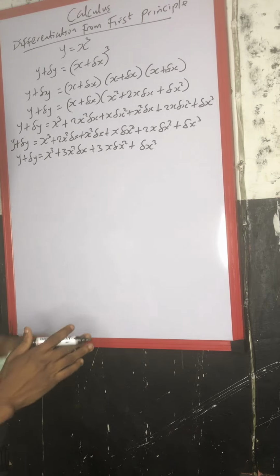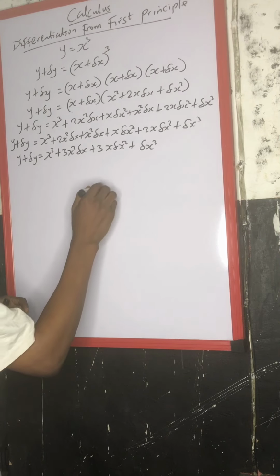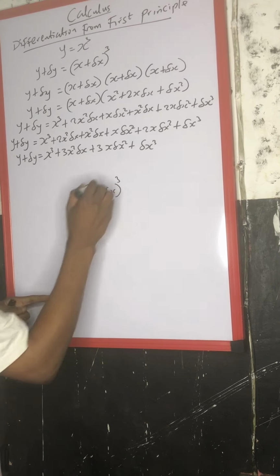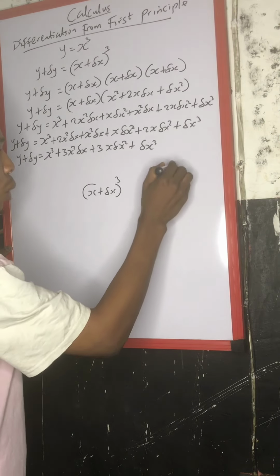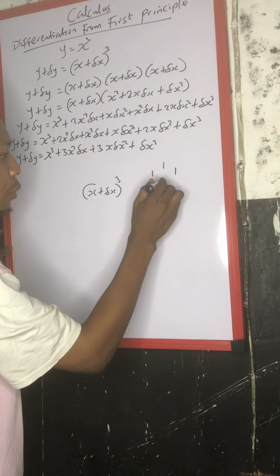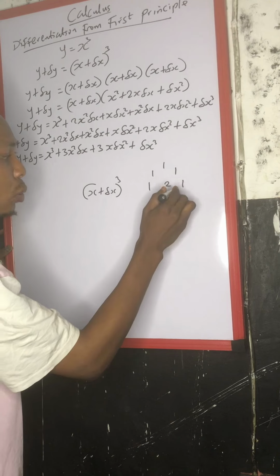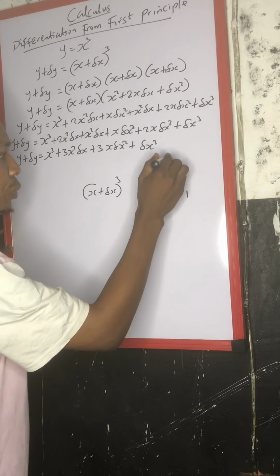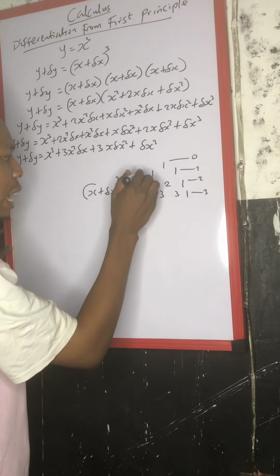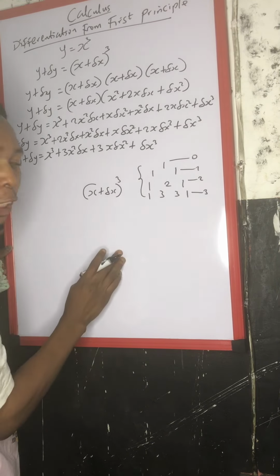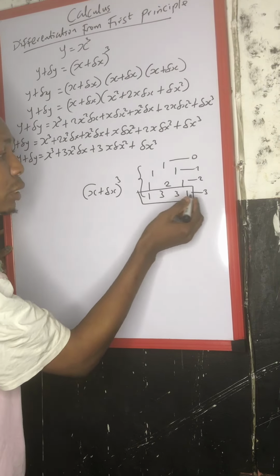Normally if you are applying the binomial theory, since you have s plus change in s raised to power 3, for the power of 3 normally we have 1, 1, 1 using your Pascal triangle. 1 plus 1 gives you 2. We have 1, 1. 1 plus 2 gives you 3. 2 plus 1 gives you 3. 1, 1. Then this is to power 0, 1, 2, and 3. Everything here represents the coefficients. For power 3, we make use of the coefficients 1, 3, 3, 1.